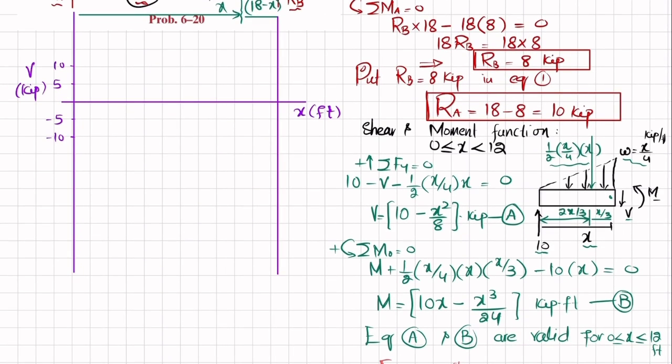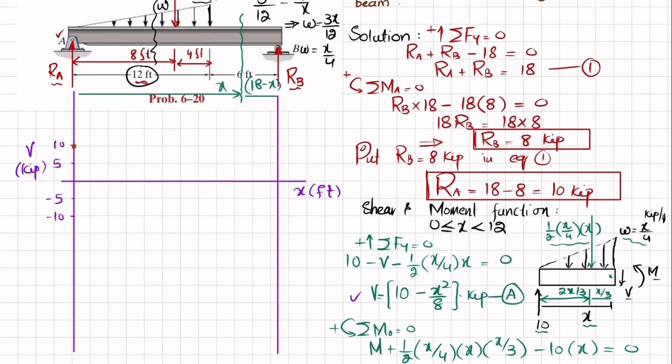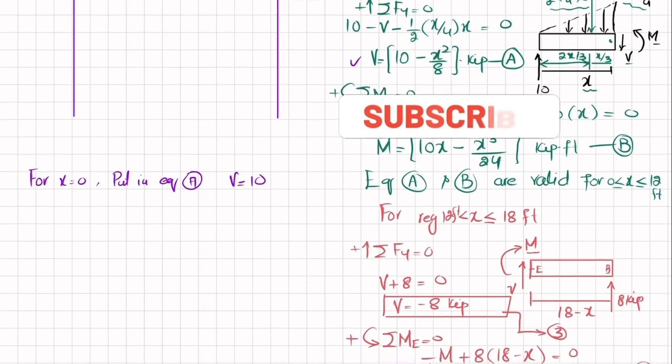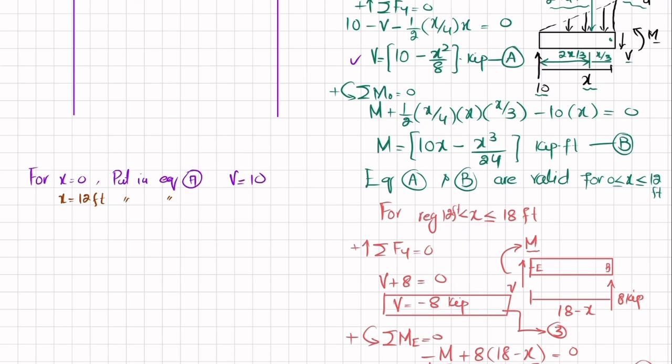Okay. Now for x equal to 0, put it in equation A. So you will get V is equal to 10. So your first point will be this one on the shear force diagram. This point is at 12 feet, here 12 feet. So at x equal to 12 feet, put it in equation number A.